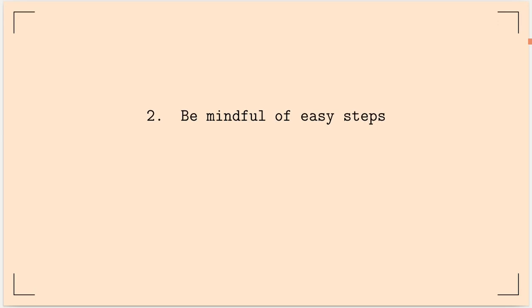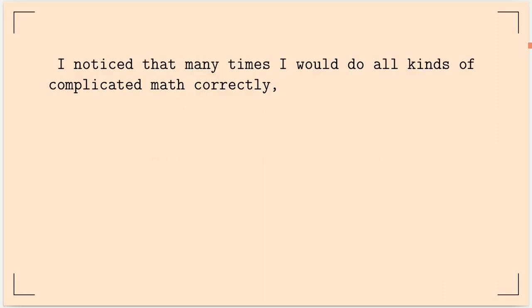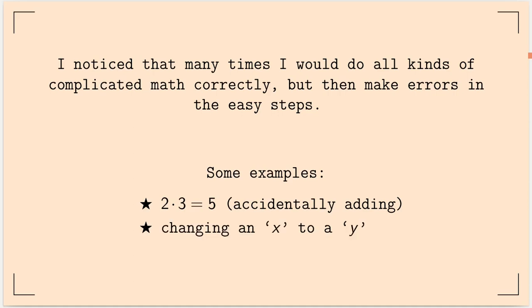2. Be mindful of easy steps, those that a 10-year-old would know how to do. I noticed that many times I would do all kinds of complicated math correctly, but then make errors in the easy steps. Here are some examples. I would say something like 2 times 3 equals 5, so I would accidentally add the numbers instead of multiplying them. Or I would change an x to a y.